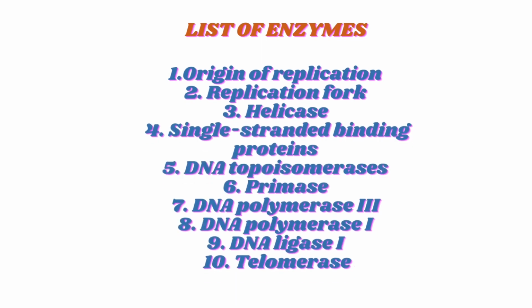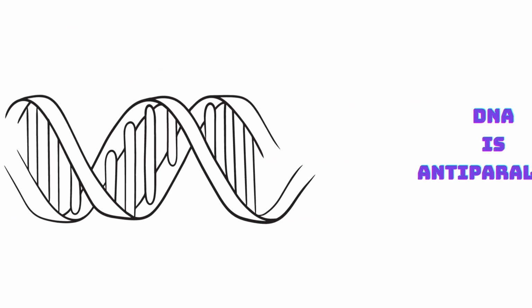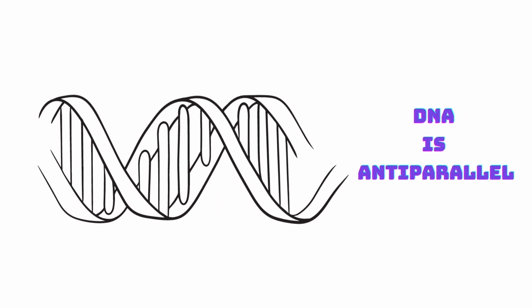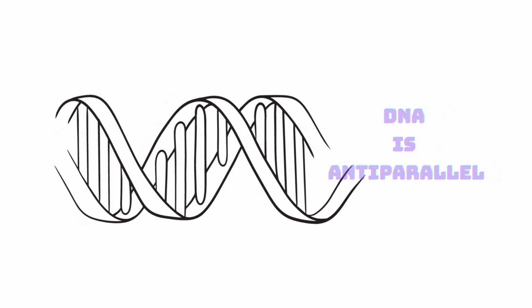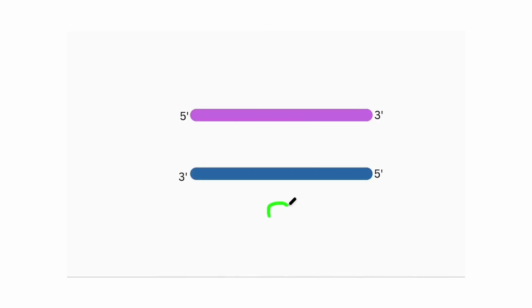At first glance, you might be like, oh my god, all these enzymes, what is this? But I'll try to make it simpler for you. Here is a zoomed form of a DNA. You can also see that I've written DNA is anti-parallel. What does it really mean? I have drawn an image of two parallel lines, one from 5 to 3, one from 3 to 5.